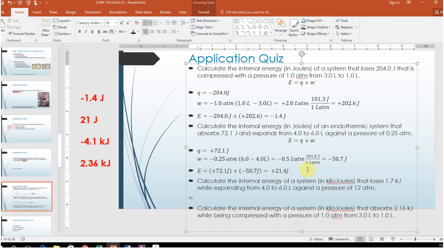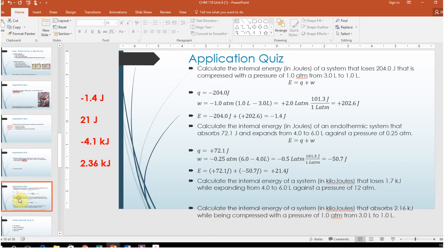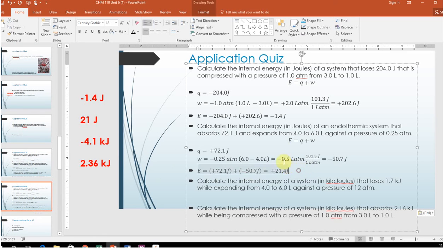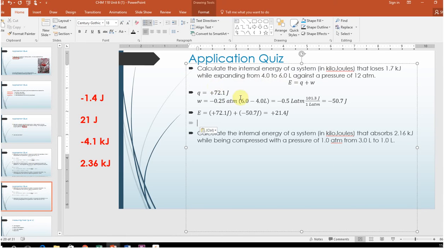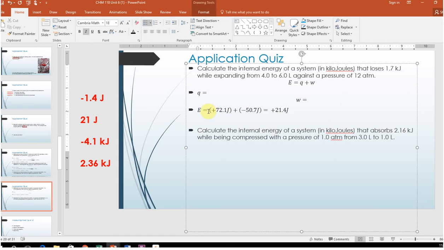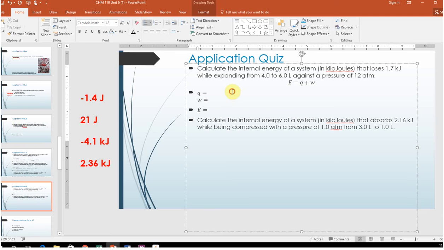Now, what I'm going to do is we're going to make a new thing here. So for this part of the problem, we are specifying we want kilojoules. And so there's a couple ways you can do this. You can either solve for it in joules and then go to kilojoules, or you can solve for kilojoules and then add those two kilojoule components together. Either way is going to be fine. Personally, I kind of think it's easier just to get it over with, go to kilojoules, and then convert.